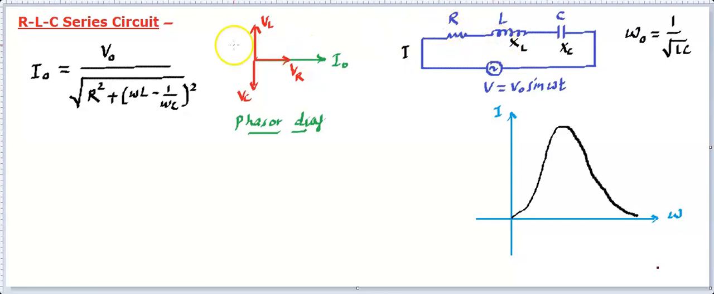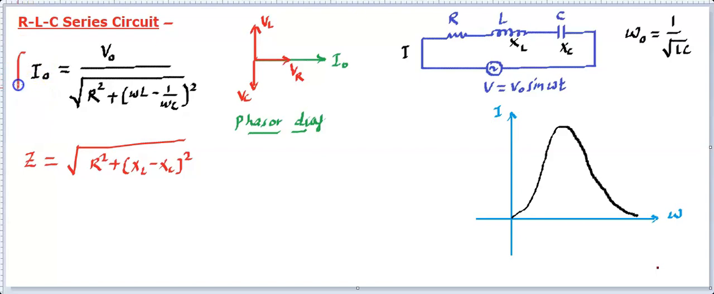And in either case, you'll find the impedance is given by this expression: under root R square plus XL minus XC whole square, or XC minus XL whole square, it doesn't matter after squaring. So this is Z for all the cases. That means we can remember Z for an RLC circuit is the square root of R square plus XL minus XC whole square. And if we put the values of XL and XC, it will be in this format. So this is the current.